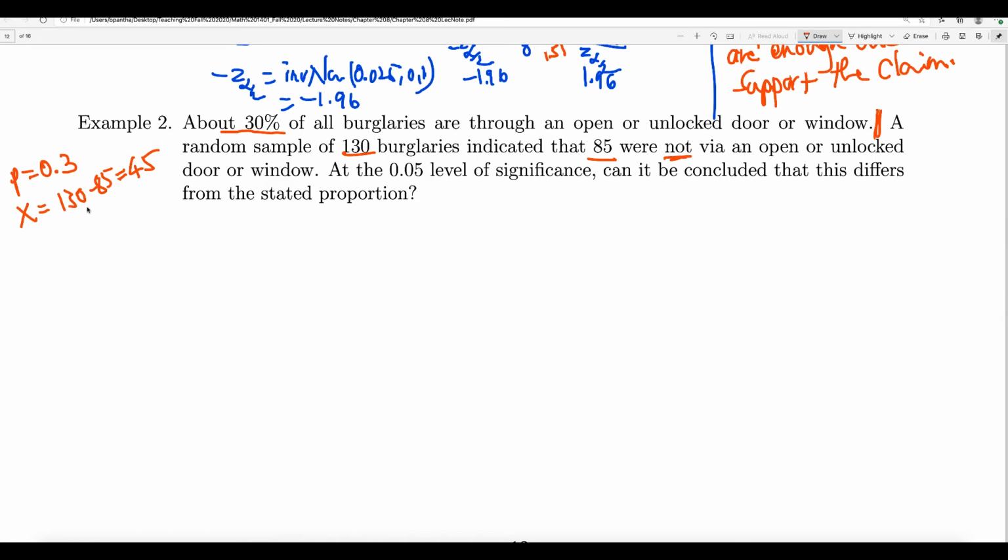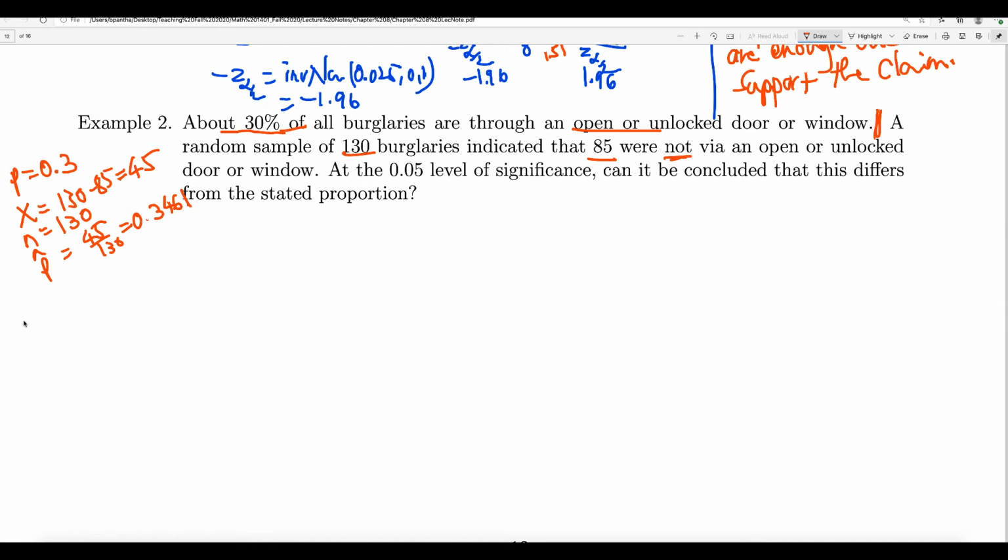The reason we have to subtract is that the first sentence gives the proportion for an open door or window, while the sample gives the ones not from an open door or window. That means 130 minus 85, that is 45, were from an open door or window. So n is 130. What is p hat? That will be 45 over 130. If you use a calculator, 45 divided by 130 is 0.3461, or you can write 0.35.